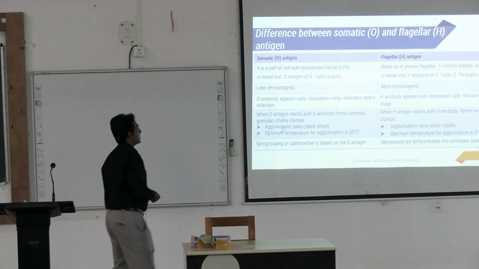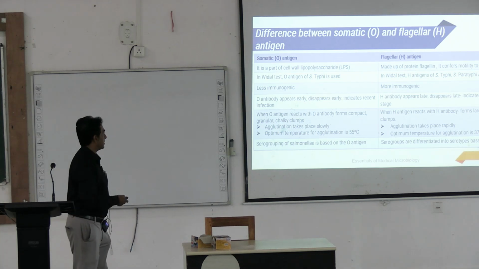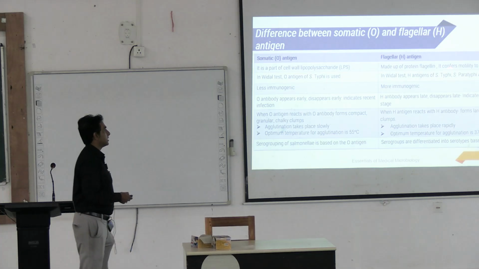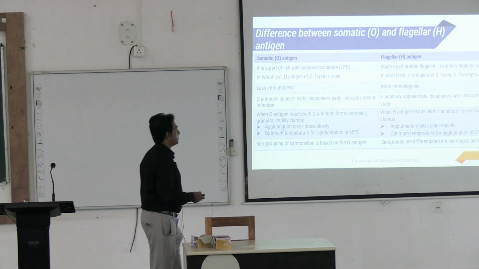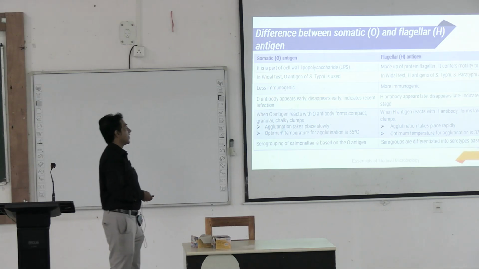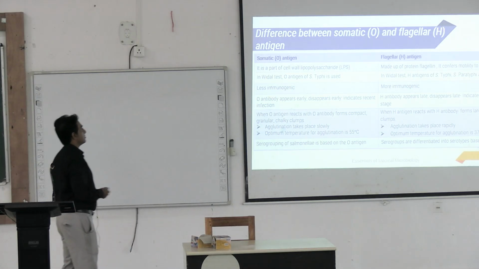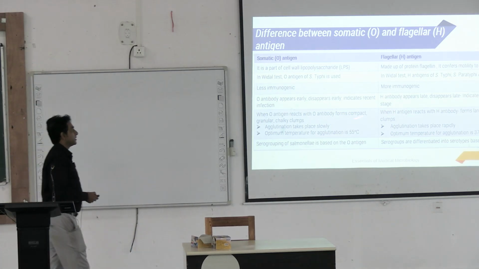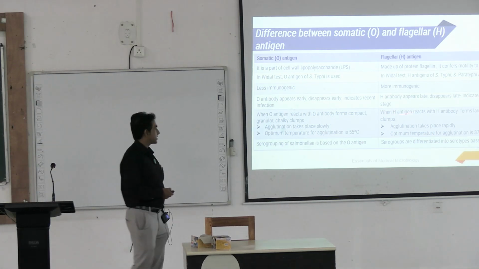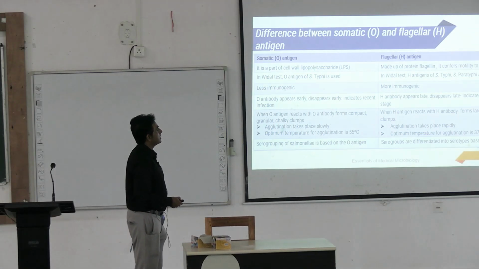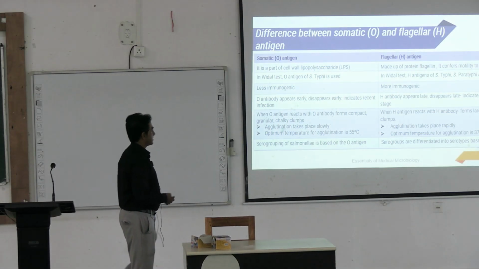The Widal test is the most important test to diagnose Salmonella typhi. In the Widal test, O antigen is used, and H antigens of Salmonella typhi, paratyphi A and B are used. The somatic O antigen is less immunogenic, the flagellar H antigen is more immunogenic. The O antibody appears early, disappears early and indicates recent infection. H antibody appears late, disappears late, and indicates the convalescent stage.